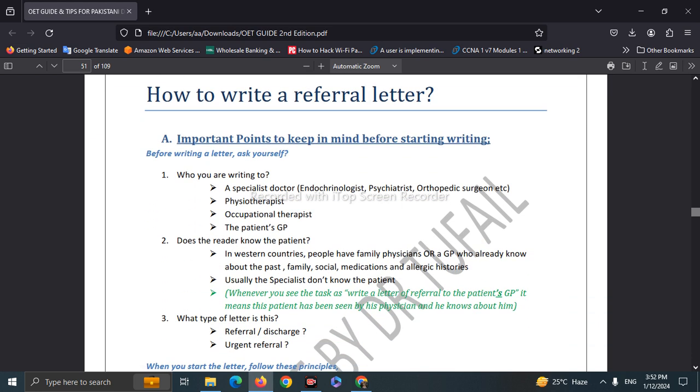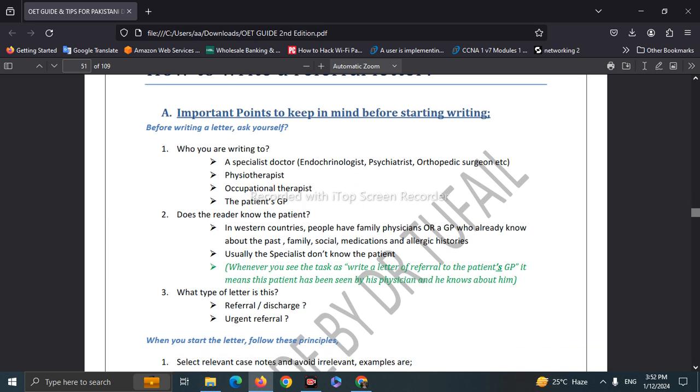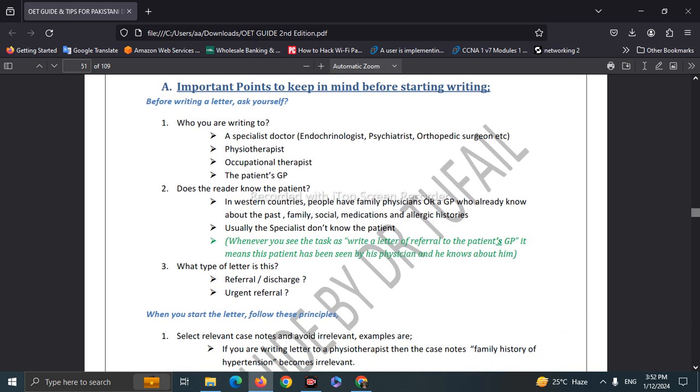So, the referral letter. First of all, who are you writing to? A specialist doctor, an occupational therapist, or a physiotherapist. Does the reader know the patient? No, because when a GP writes to a specialist, the specialist does not know the patient.